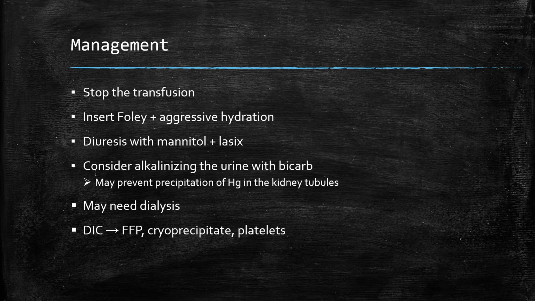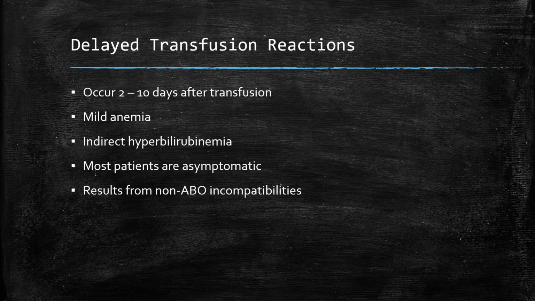They'll need to be treated with FFP, cryoprecipitate, and platelets as necessary. A delayed transfusion reaction is a much less serious problem. In fact, it may not even be noticed. It generally will occur 2 to 10 days after the transfusion, and if the patient is in the hospital and getting labs drawn, a mild anemia and a mild indirect hyperbilirubinemia may well be noticed. The patients in general will be asymptomatic.